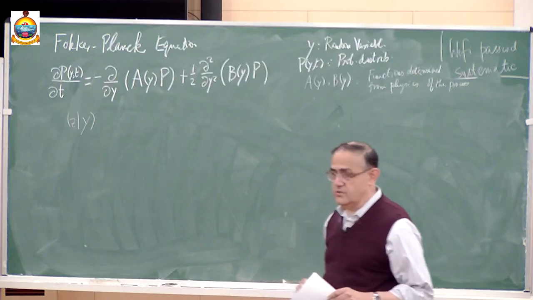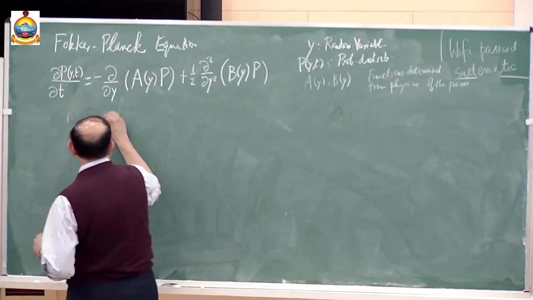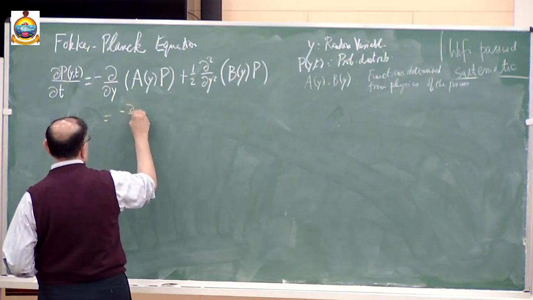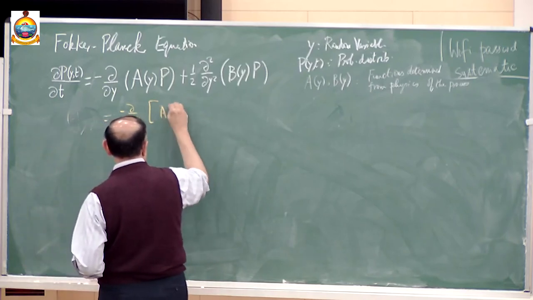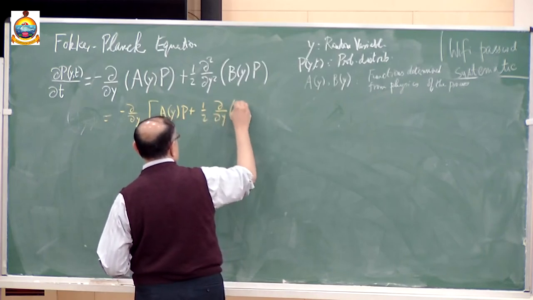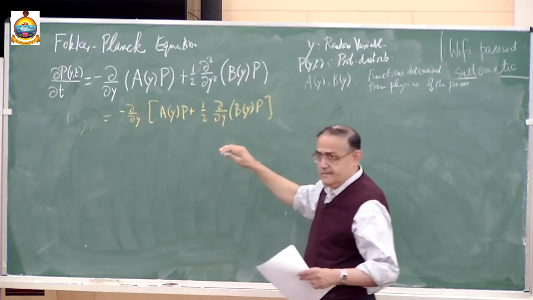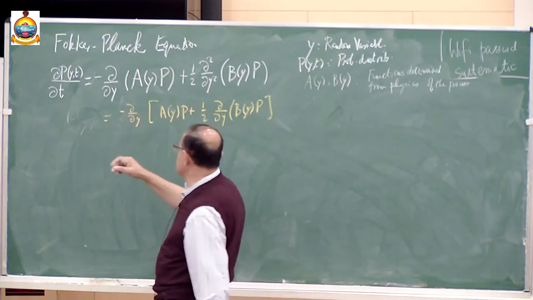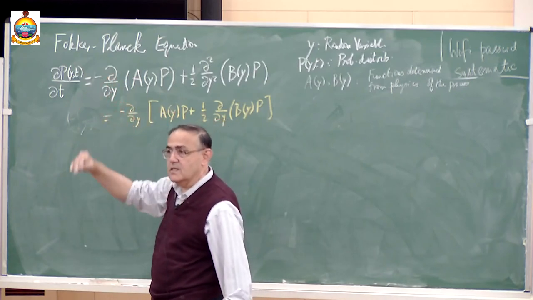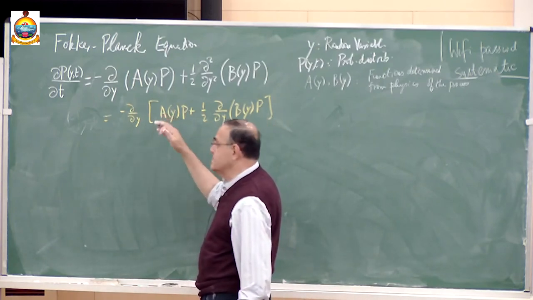This is in the form of a continuity equation. So it's d by dy of a of y times p plus 1/2 d by dy of b of y times p, which is a current. It's not the first current you might write down, but it's certainly of the form of a current, vaguely speaking.